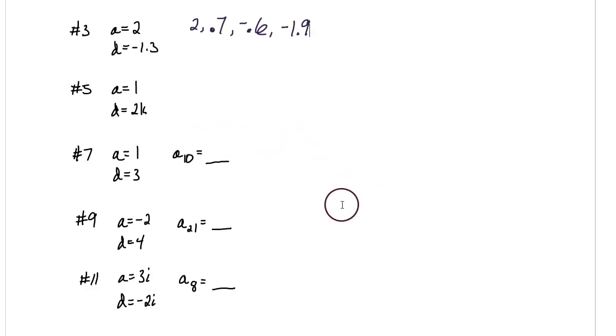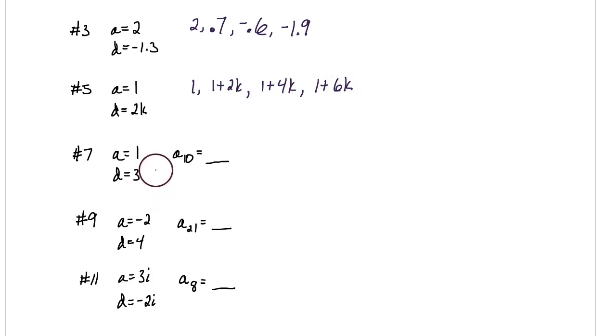Number 5, we're given the first number is 1, and then we're told that d, the difference, is 2k. So the next would be 1 plus 2k. Then take that answer and add 2k again. So now we have 1 plus 4k. Take that answer and add 2k. So we have 1 plus 6k. There are the first 4 numbers in the sequence.